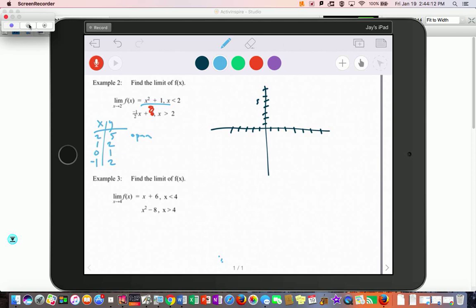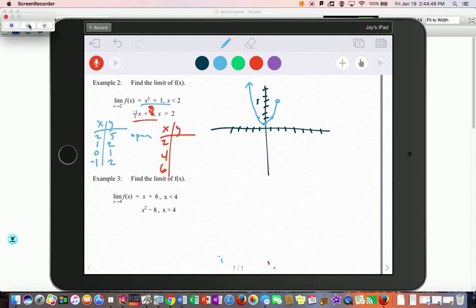So 2, 5, 1, 2, 0, 1, negative 1, 2. So I know that's supposed to be an open dot, and it's coming down and going back up. Now the red stuff, remember I'm going to have you switch to 8. And so when I make this XY table, I'm only going to do even numbers. So I'm going to start at 2 and do numbers that are bigger. Because of this 1/2, it'll just be easier to do even numbers.